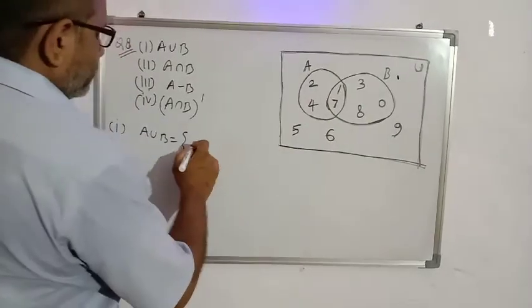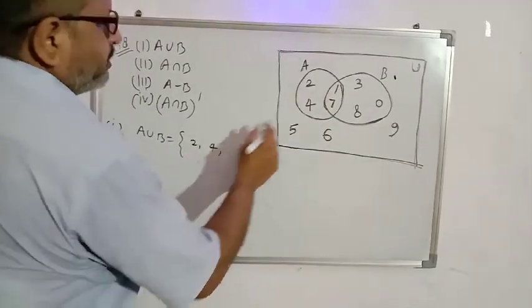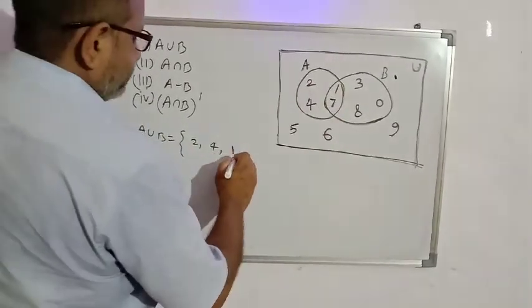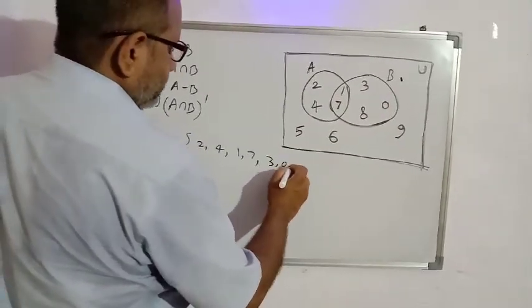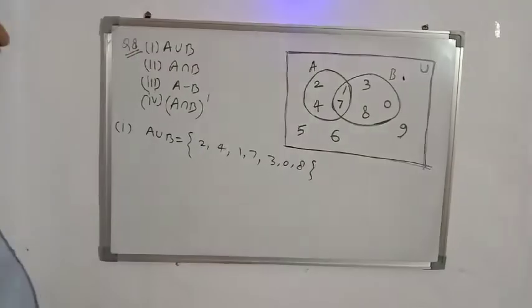So write 2, 4, 1, 7, 3, 0, 8. This is A union B.